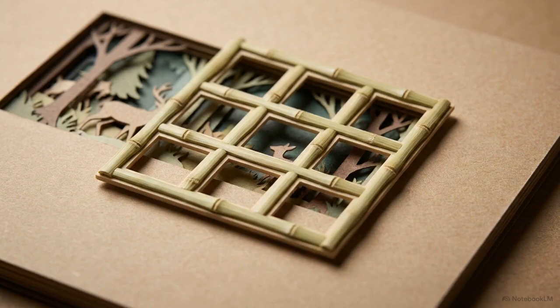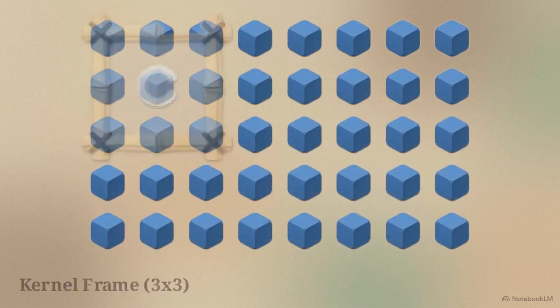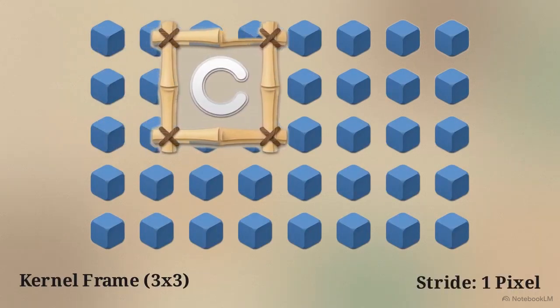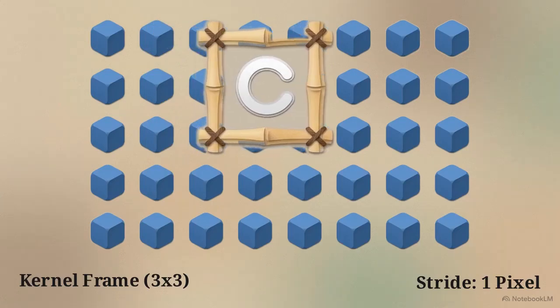The solution is to look at the unbroken picture through a tiny square viewport. Think of it like a little magic bamboo frame. The computer places this frame at the top corner. It reads the pixels inside, then slides over one step. It repeats this motion across the picture.